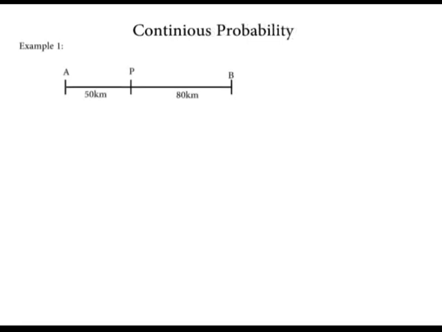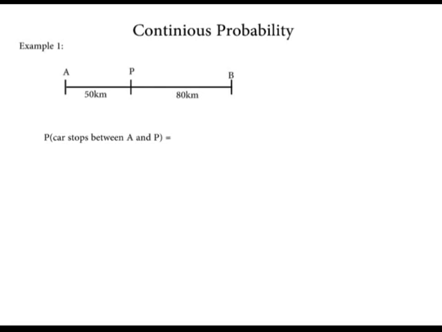Next, continuous probability. Sometimes the possibility space may be a length, area, or volume. Such possibility space is said to be continuous. For example, this diagram shows the journey traveled by a car. The car moves from town A to B such that it can stop anywhere along the path. Find the probability that the car stops between A and B.